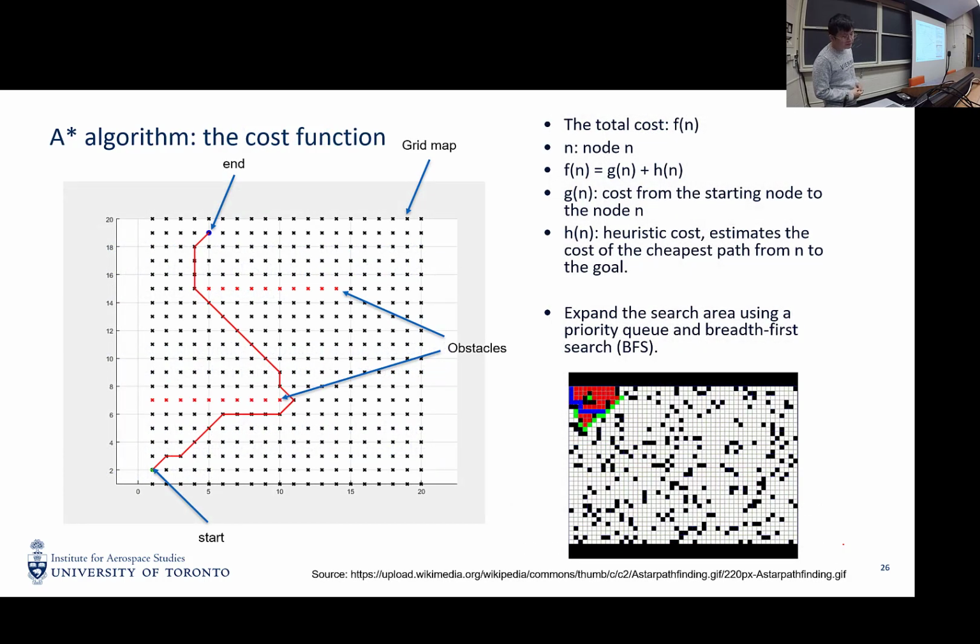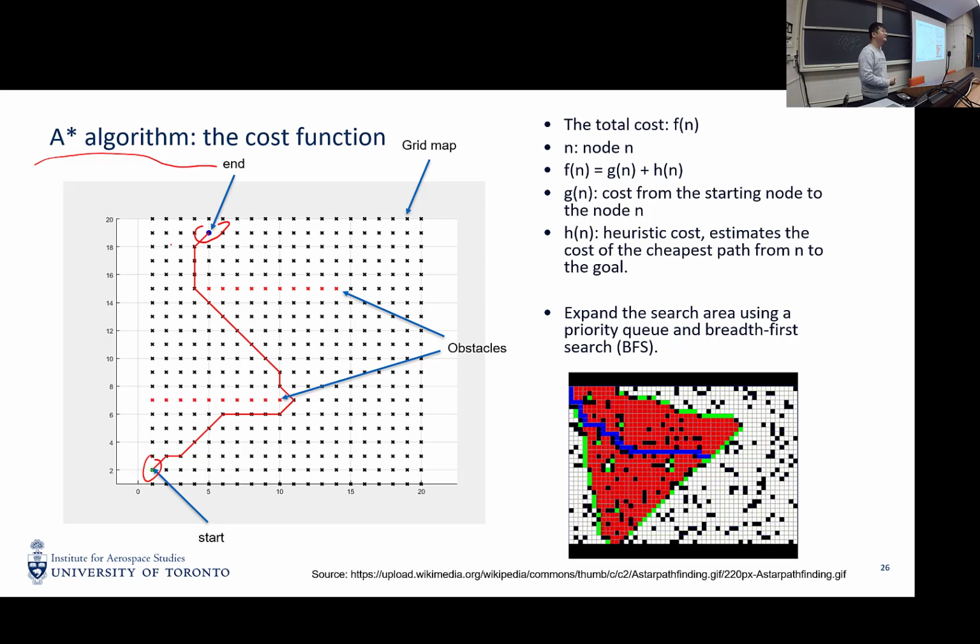This is the kind of result you can get from the A-star algorithm. This is the start point, and this is the end point. Usually it is applied to a discretized map. If you have a continuous state space, you need to discretize it into discrete points, and then we can perform A-star. The red dots here are obstacles. In A-star, you explicitly define the obstacles by setting some values to the grid on the map.